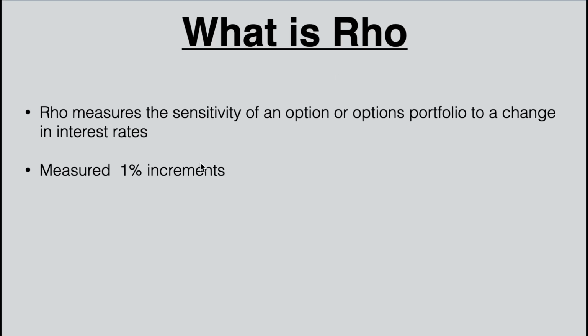So the way rho is measured, it's measured in 1% increments. Let's say the interest rates rise by 20%, which would probably never happen, but let's just say it did. That just means that the option prices would increase not by 20%, but by $20 each. So every time the interest rates increase, the option prices would increase, and vice versa. When interest rates decrease, the option price would decrease.